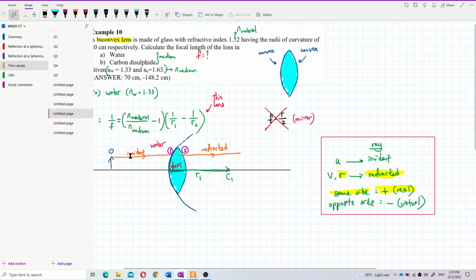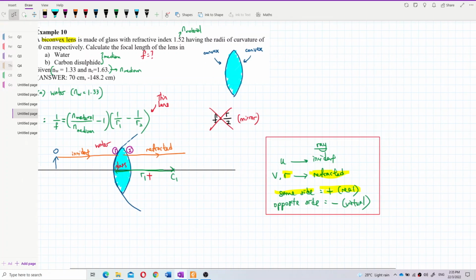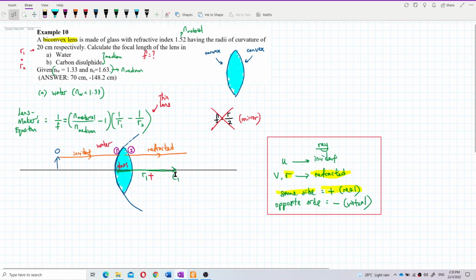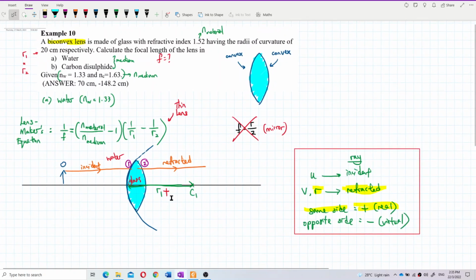So that's why you need to draw your incident ray and refracted ray first. Then you can compare the refracted ray with the radius. So this radius 1 is on the same side as the refracted ray. So this radius 1 is positive because it is on the same side. Understand? Okay, and then how about the second surface?